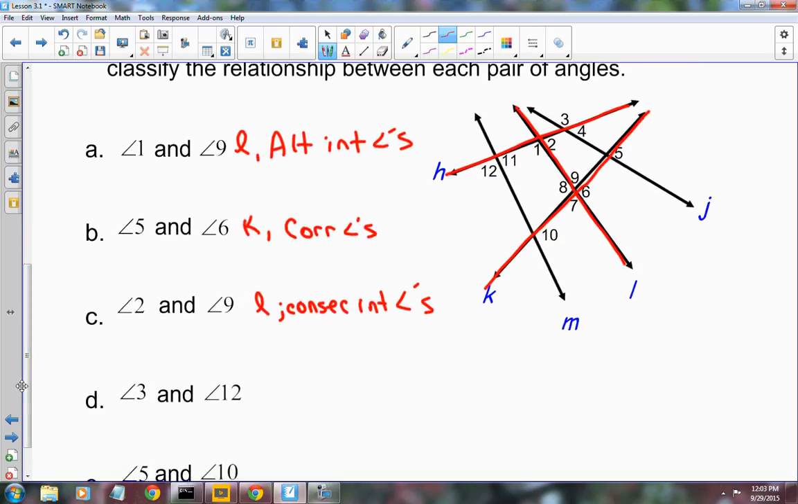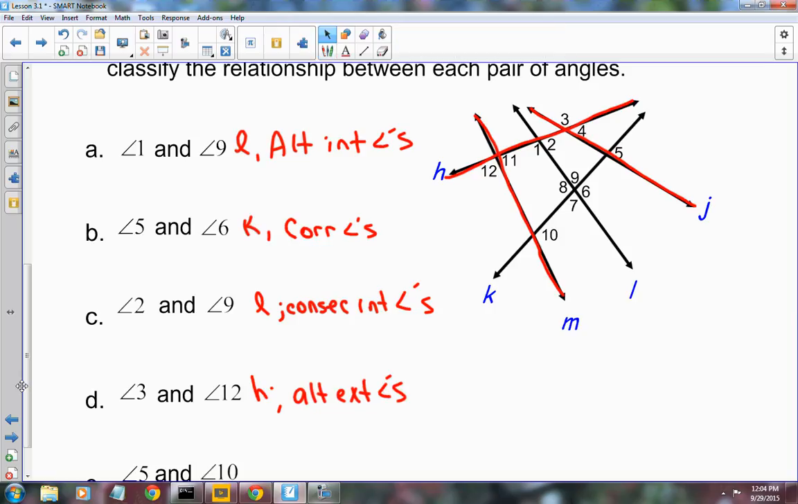Okay, 3 and 12. Okay, angle 3, you need this line, you need this line, and then for 12, you need that line. What's my transversal? H is my transversal, okay, and what kind of angles are those? Alternate exterior angles, good. You see that? Alternate exterior angle. They're outside of the transversal on opposite sides. I mean, outside of the lines on the opposite side of the transversal.